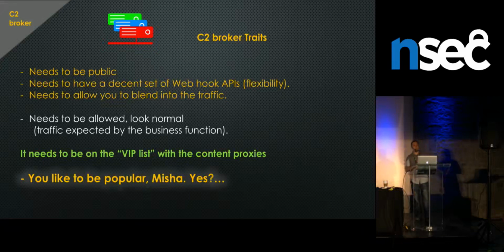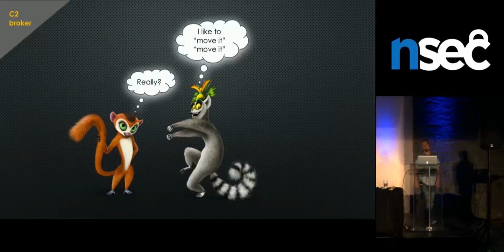So the traits of a C2 broker: it needs to be public, right? Because you need to get out to a site that is visible, and then that site needs to post somewhere else that is also public. It needs to have a decent set of webhook functionality, so we can be a little bit more flexible. And most importantly for the red teams, we have to blend into the traffic, right? Things are being watched. So whatever we can do to maximize our chances to get out safely, that's what we're going to do. And in this specific case, with proxy content management in the middle, we want to be on good behavior with proxies. And so, obviously Misha likes to be cool, so he's going to try to do that a little bit here.